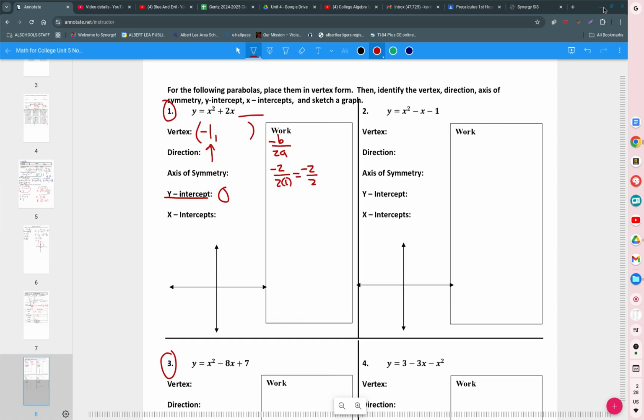I know the x is negative 1, so I can then produce the y value by plugging negative 1 back in. You could do it on your calculator, or you could do it by hand. I square the negative 1 to get 1, and then 2 times negative 1 is negative 2, and I get negative 1 again.